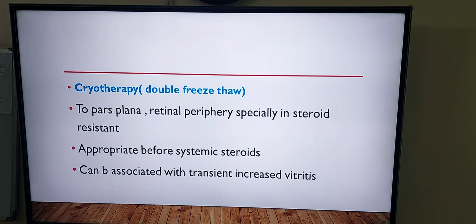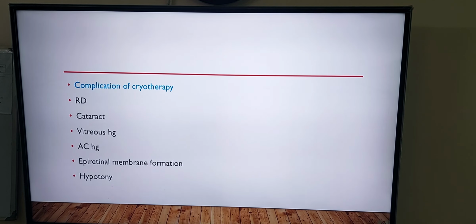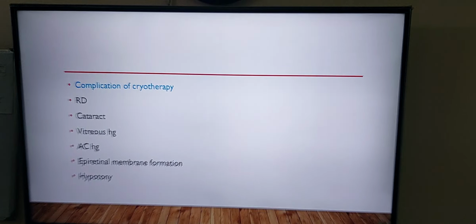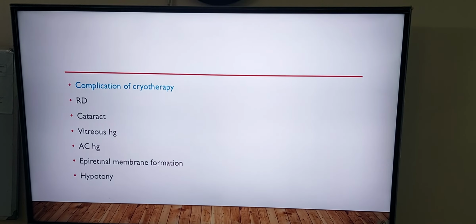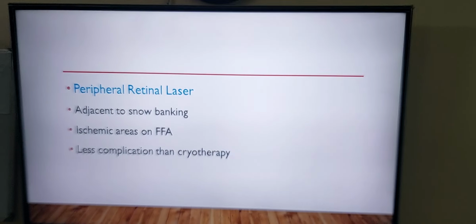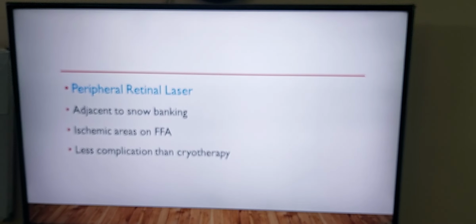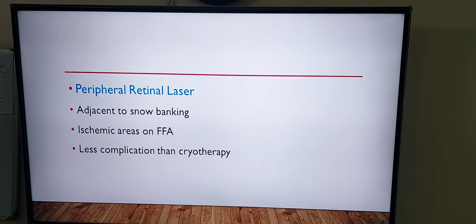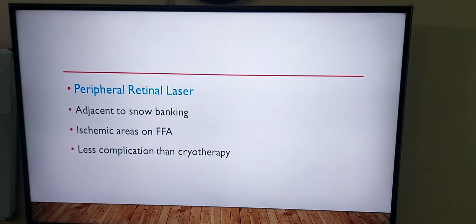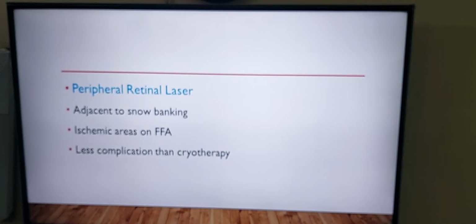But cryotherapy has lots of side effects like retinal detachment and cataract. It can cause vitreous hemorrhage, anterior chamber hemorrhage, epiretinal membrane formation, and hypotony. So we can go for peripheral retinal laser, which is less dangerous than cryotherapy. We apply it adjacent to the snow banking and ischemic areas on FFA, we do the peripheral retinal laser.